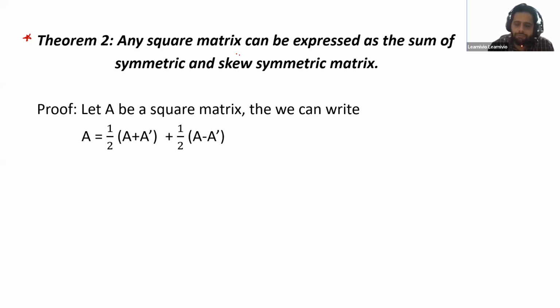Okay, so we will do a proof of this one. Let A be a square matrix, then we can write it in this form: 1 by 2 (A plus A transpose) plus 1 by 2 (A minus A transpose).